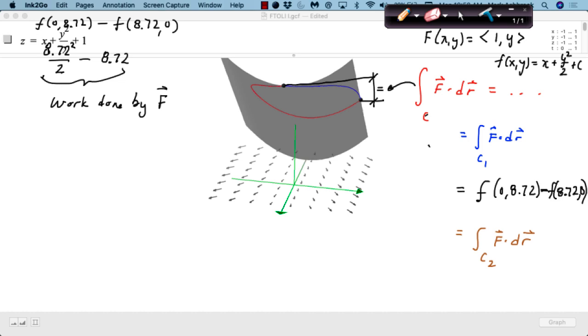Okay, any questions on that? Lots of cool conceptual stuff going on there. So in a conservative vector field, let's summarize. Can I erase and go on? Any questions?